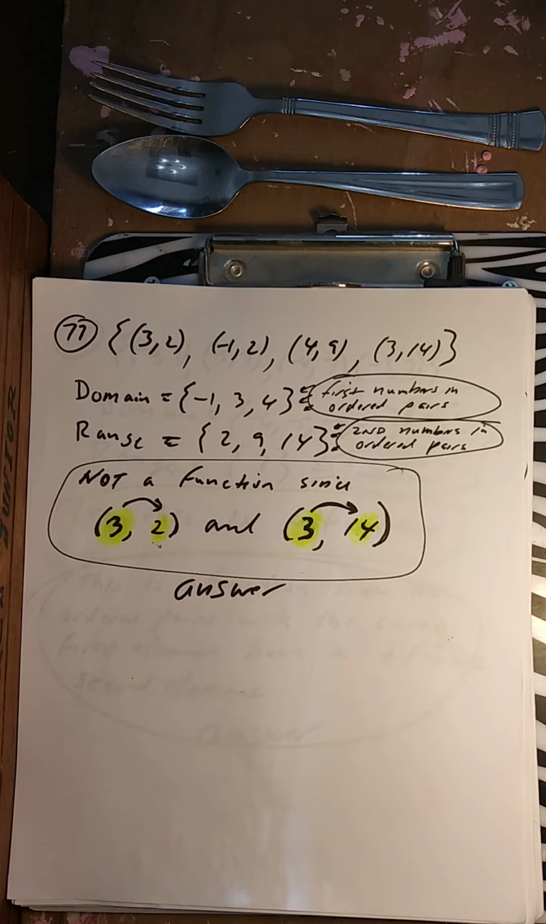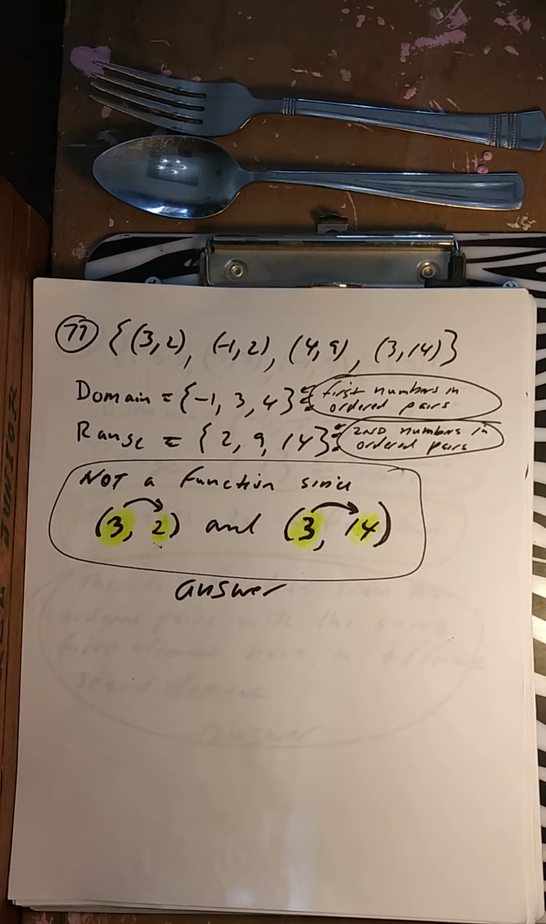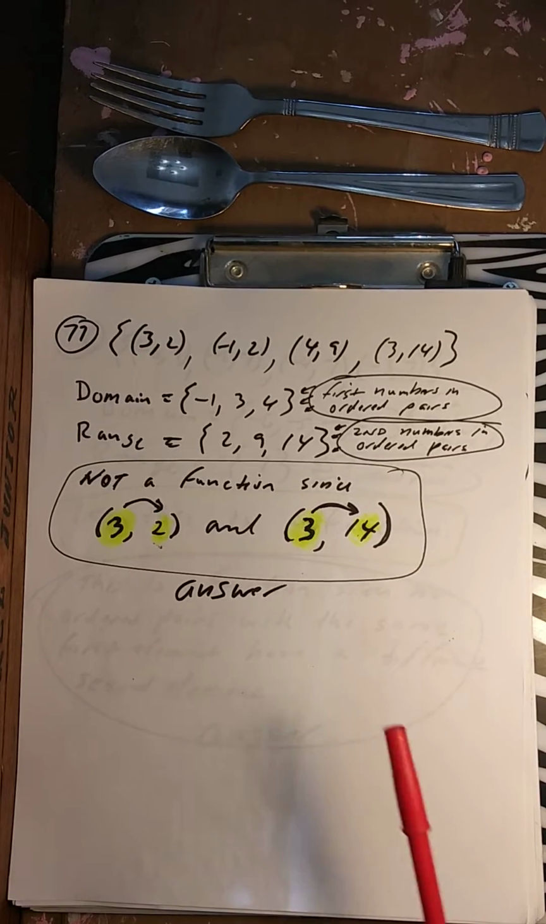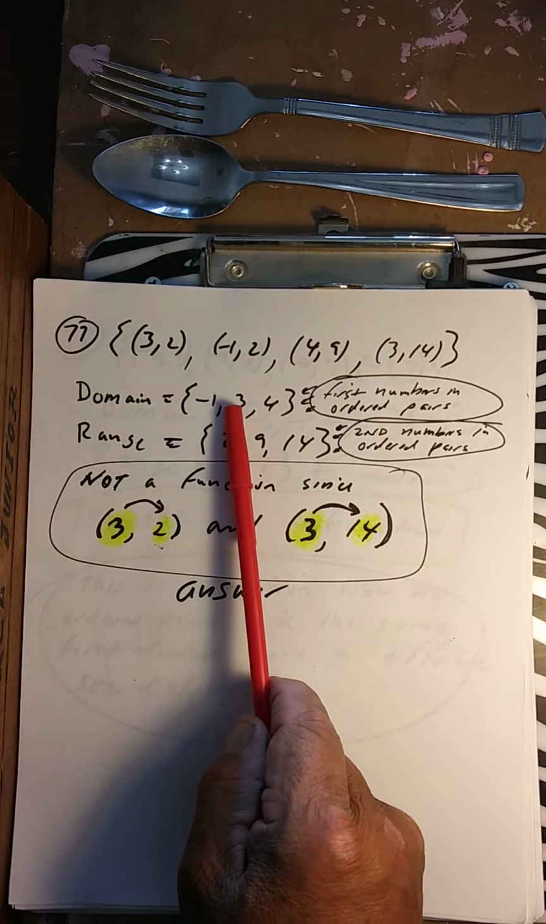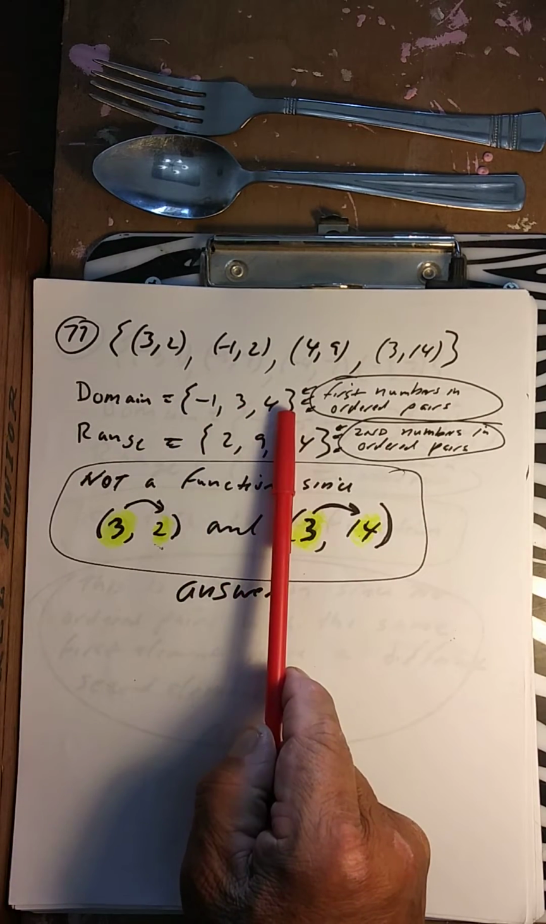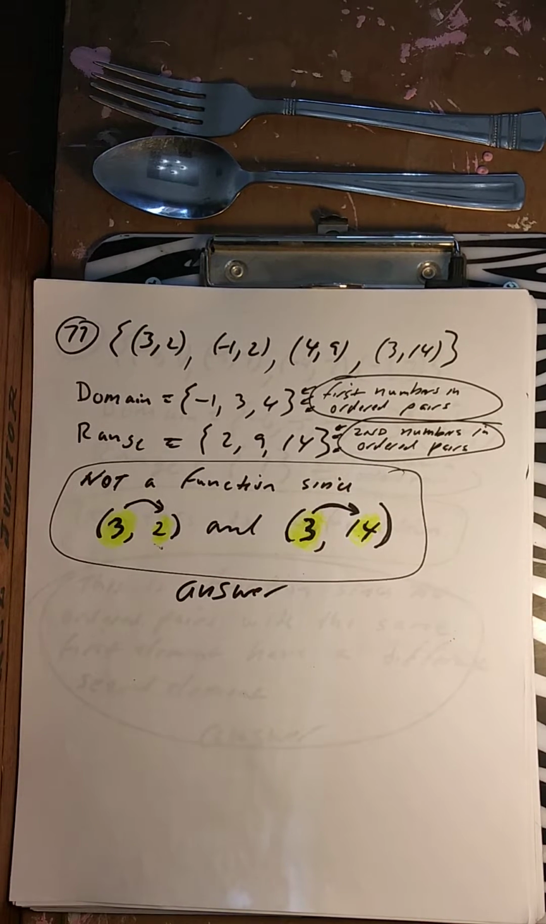What is this? A relation. But the question is, is that a function or not? Let's see. You have (3, 2), (-1, 2), (4, 9), (3, 14). The domain is all the first numbers you see. There they are: 1, -1, 3, 4. And the other ones are 2, 9, and 14. If they repeat, you don't have to say them twice. So the first number is in the ordered pair, the second number is in the ordered pair.